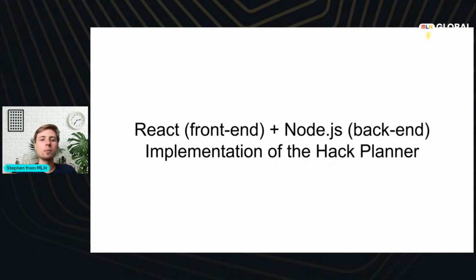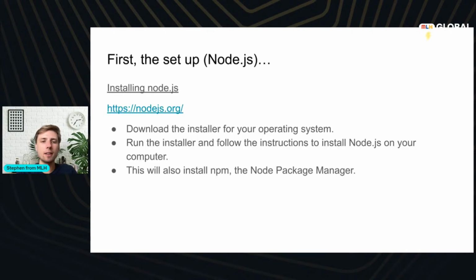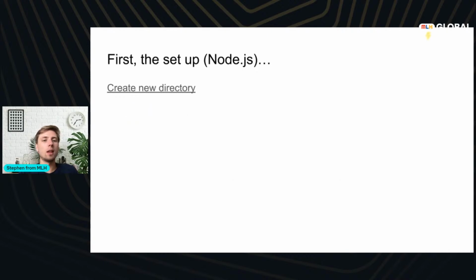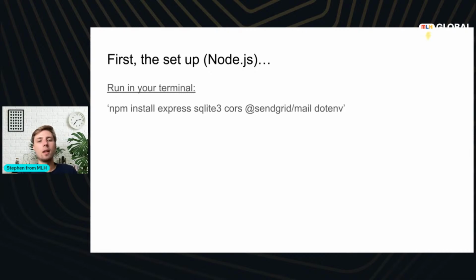So we are going to now move to the implementation of the Hack Planner for React frontend and Node.js backend. And first was the setup for Node.js. So you'll remember this from yesterday if you attended, but if you didn't, now's a great time to follow along with these steps. And this is on slide 81. It's how you can install Node.js. So I'll just breeze through this to not spend too much time on it. But if anyone wants us to pause and run through this setup together, I'm totally happy to do so. Let me just send through these.